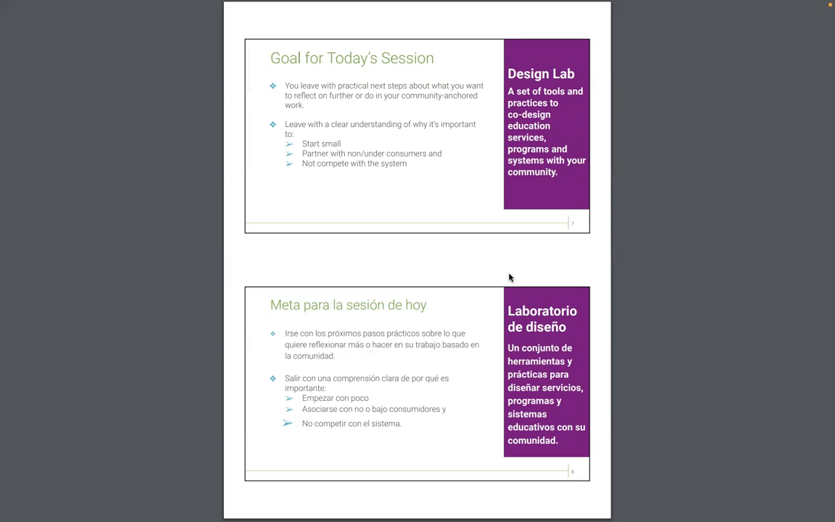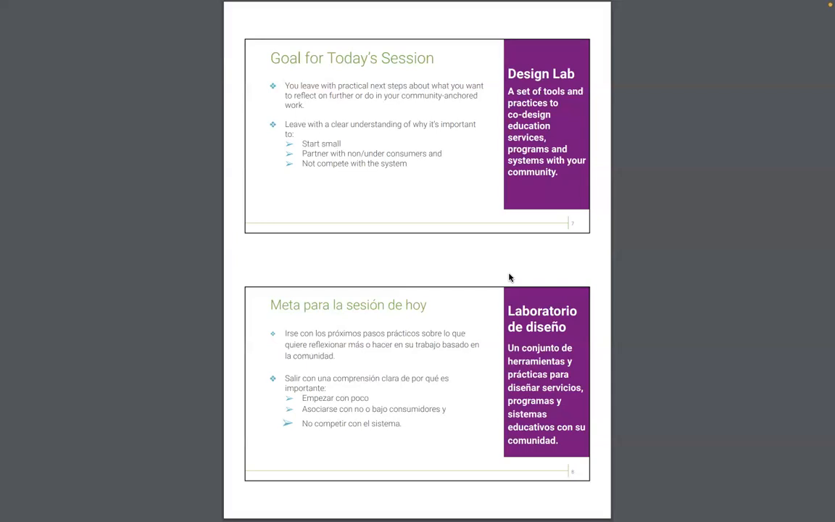So, this is for folks that know what Design Lab is, you're interested, you want to use it, and you're kind of like, where do I go from here? We're going to be going over some key tips for getting started. And the hope here is that you really leave with some practical, real, tangible next steps for how you want to continue your community anchored work. Hopefully Design Lab is a helpful tool in doing that.